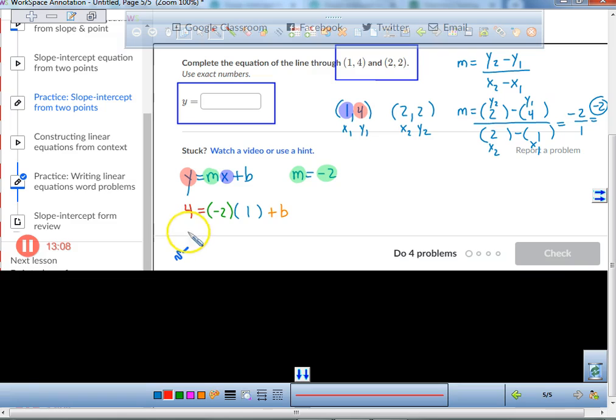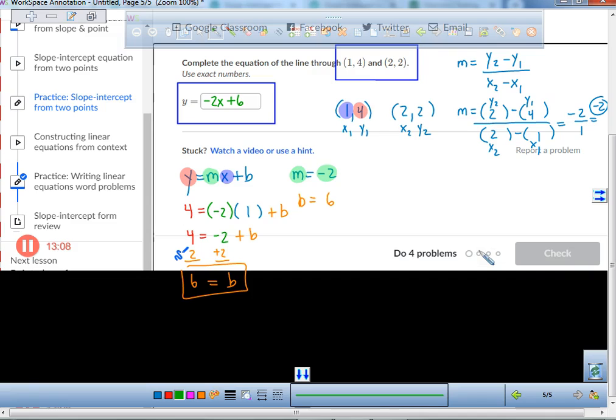So here we go. We have 4 equals -2 times 1, and -2 times 1 is -2, plus b. So if I add 2 to both sides, I get b equals the number 6. So what did my b value end up equaling? 6. So what would I write right here for my slope intercept form? I would write -2x plus 6. That would be my answer in slope intercept form.